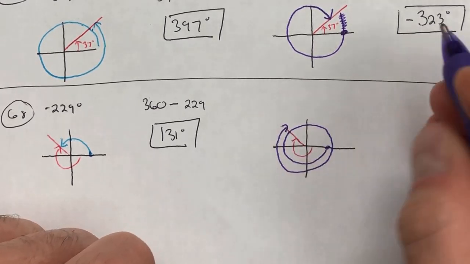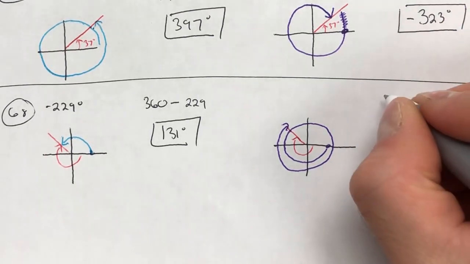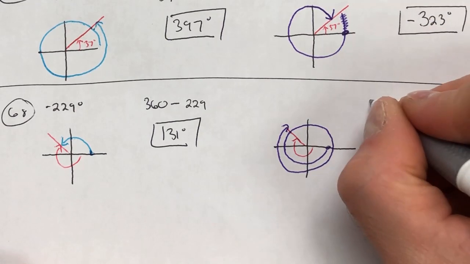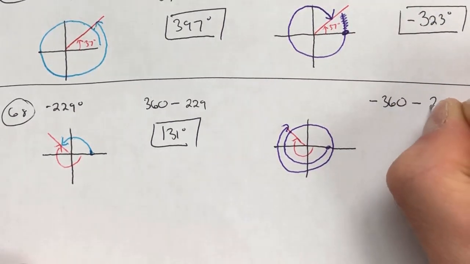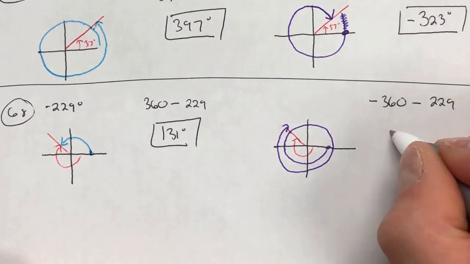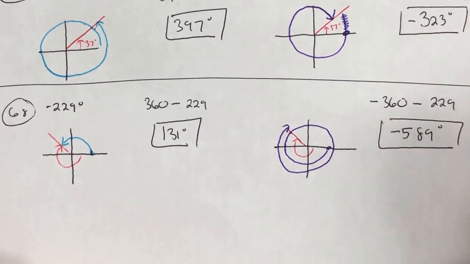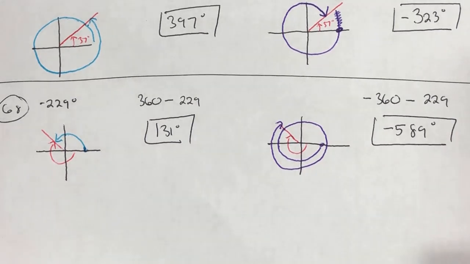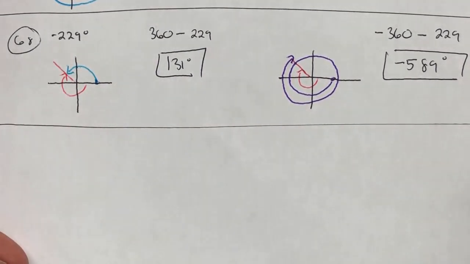Boom. So once I hit it, I've gone a total of negative 220 degrees, and I've had to add an entire circle. So I have a full negative 360, including the original 229. So let's see what this will give me. That is negative 589 degrees. So I have a coterminal that's greater and a coterminal that's less. That was 68. Let's take a look at number 69.